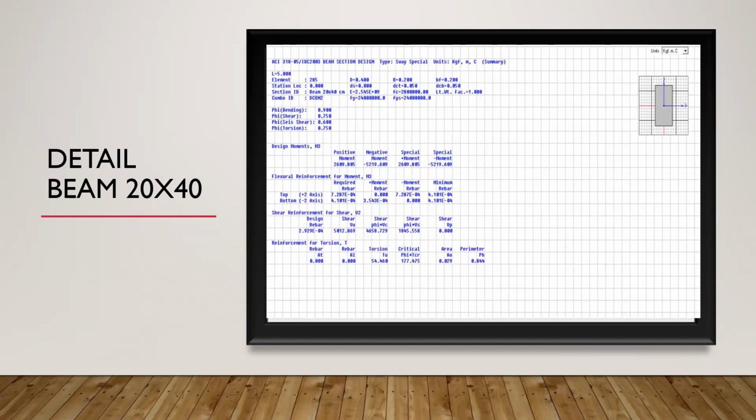The rebar needed shows both top and bottom axes. The result shows both negative moment and positive moment, including the minimum rebar area needed. So it shows the summary of the top and bottom required rebar area. The result at the top is 7.28 times 10 to the power of minus 4. For the bottom, it is 4.1 times 10 to the power of minus 4.